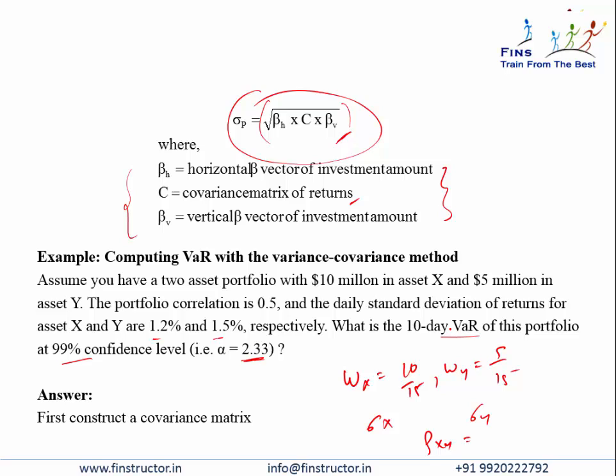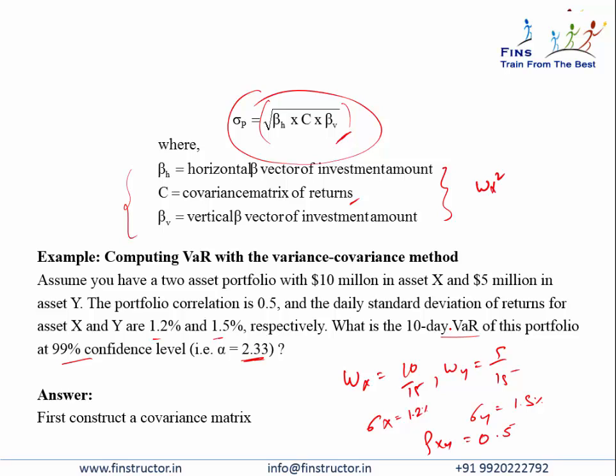Sigma of X is 1.2%, sigma of Y is 1.5%, and correlation between the two is given to be 0.5. So can you calculate the standard deviation of the portfolio? Yes, you can, from the same method.